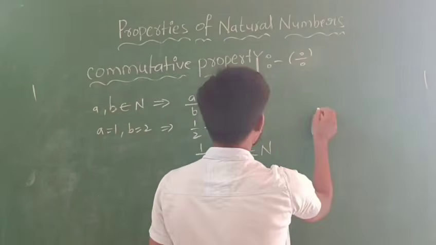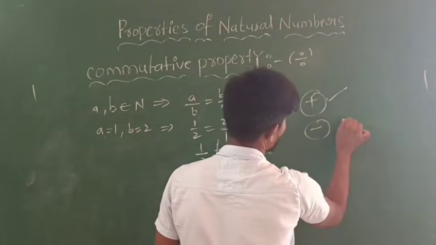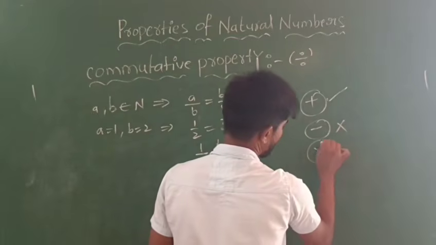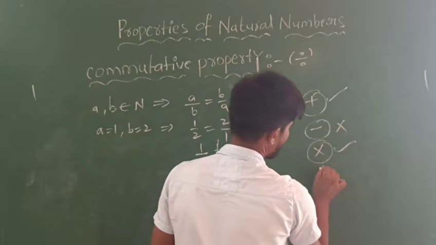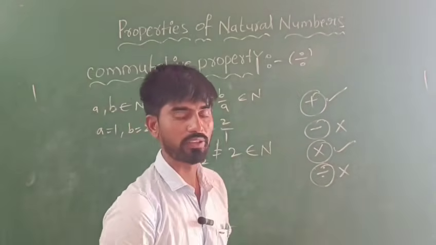Totally, the commutative property under addition follows, subtraction does not follow, multiplication follows, and division does not follow. Two follow, and the rest of the two do not follow.